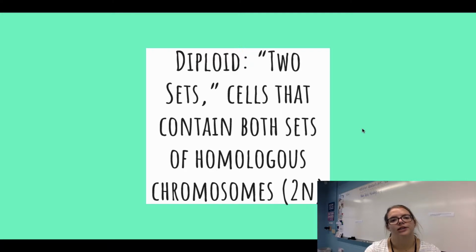Diploid is another word we need to know. So diploid means two sets. So any cells that are diploid cells are cells that contain two sets of chromosomes, right? So all of your somatic cells, your normal cells, are diploid, right? Because you have a set from mom and you have a set from dad. So we call that 2N, where N is the number of chromosomes, right? So humans are 2N, two sets of 23 chromosomes.